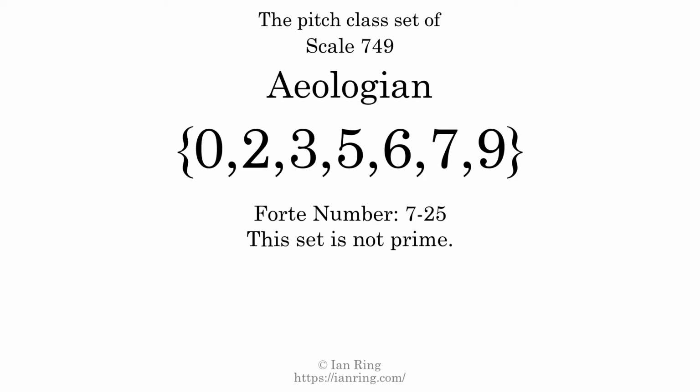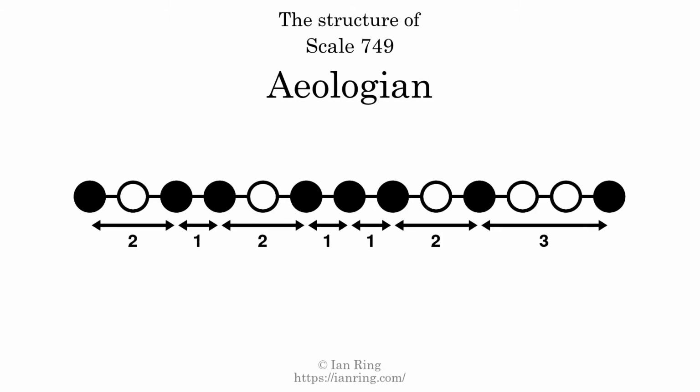The pitch class set for this scale is 0, 2, 3, 5, 6, 7, 9. The fault class is 725. This set is not prime. The structure of a scale is a description of the interval distance between each successive tone. This scale has a structure of 2 1 2 1 1 2 3.